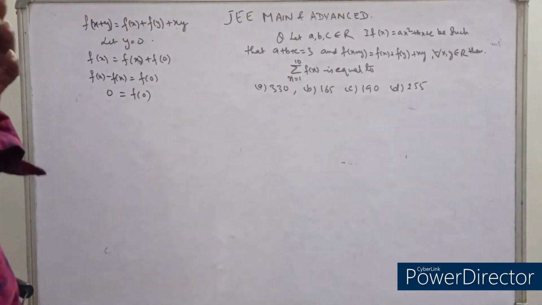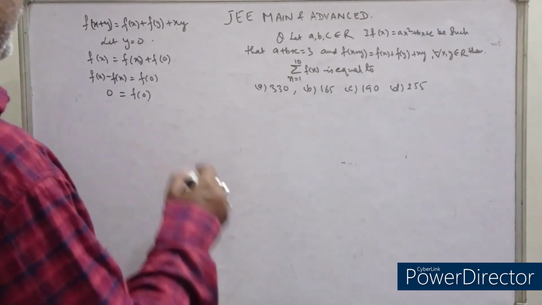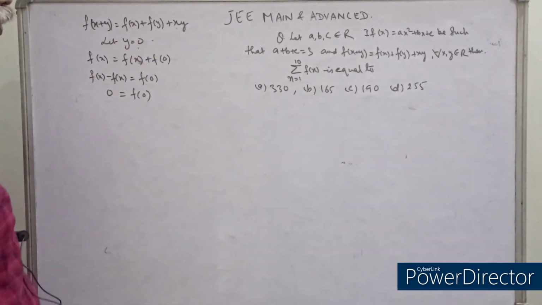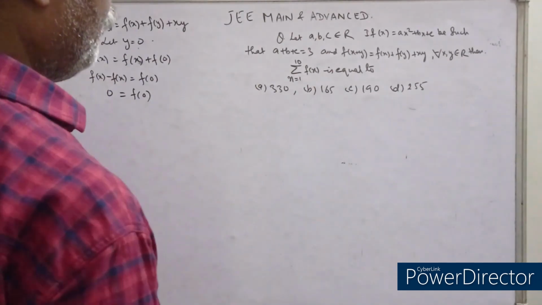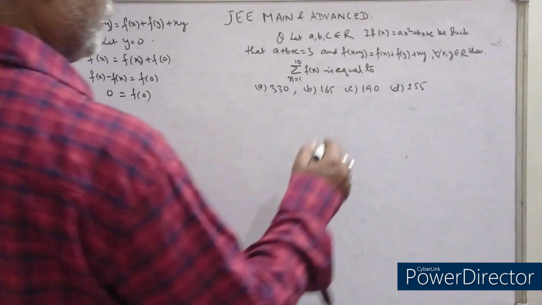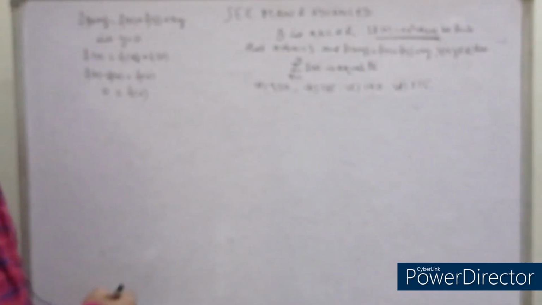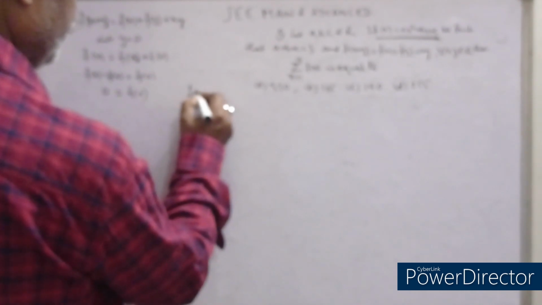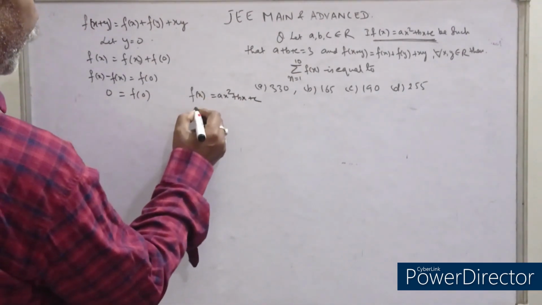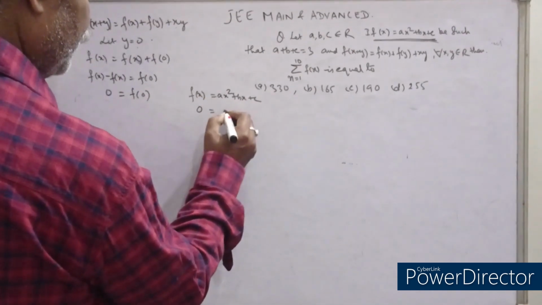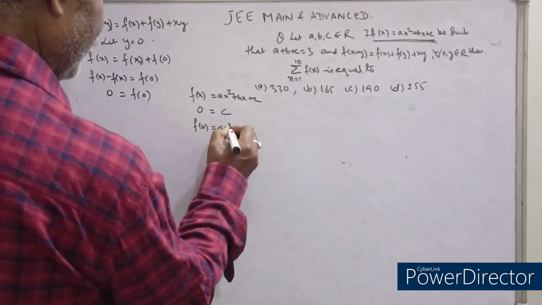Again you may ask why I have taken y equal to 0. If I take y equal to 0, this value becomes 0 and I get the value of f(0). When I get the value of f(0), it will be helpful for me in this equation. See how it is helpful. f(x) is equal to ax square plus bx plus c. At x equal to 0, this is 0 and this is 0, so c comes out to be 0. So here your f(x) is equal to ax square plus bx.